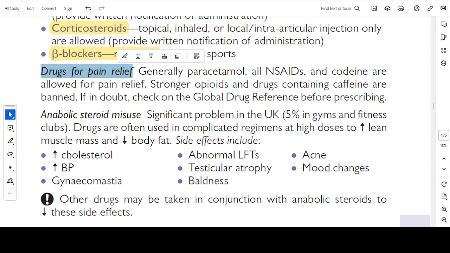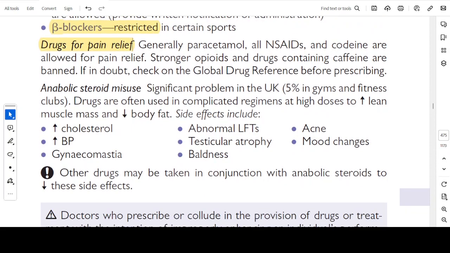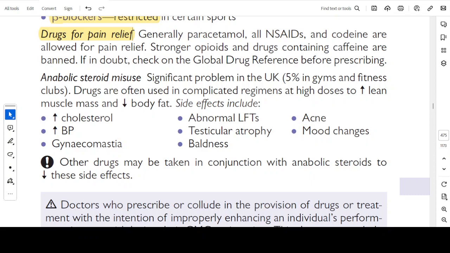Drugs for pain relief. Generally, paracetamol, all NSAIDs and codeine are allowed for pain relief. Stronger opioids and drugs containing caffeine are banned. If in doubt, check the Global Drug Reference before prescribing.